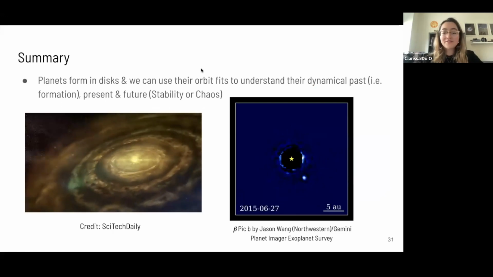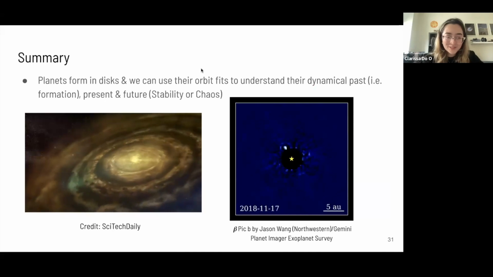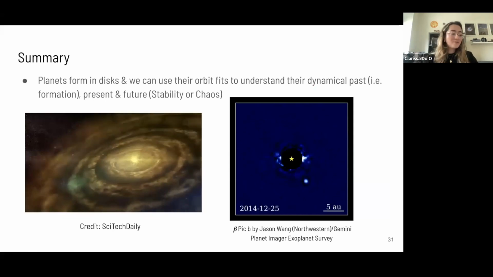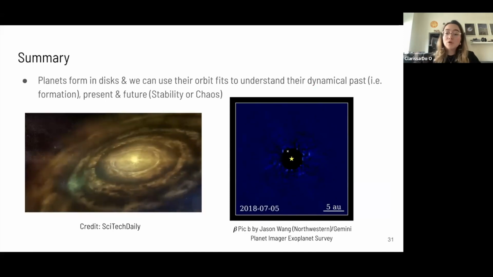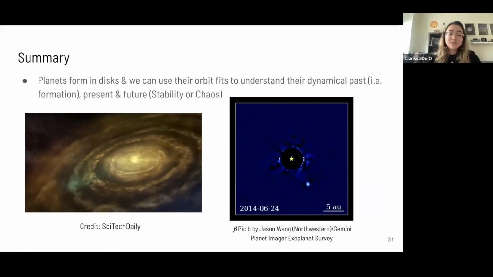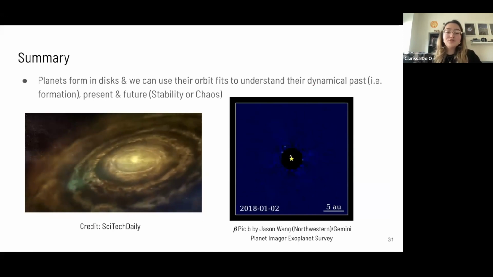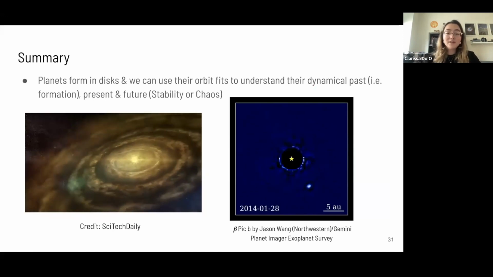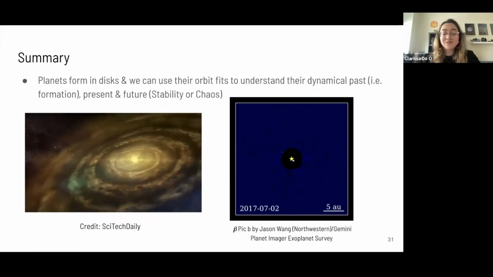So in summary, if there are two things I hope you will have gotten away from this talk, it is that planets form in disks, and we can use their orbit fits to understand a little bit more about their dynamics and their formation. We can also understand more about their present and even their future. So whether they go into chaos or they remain stable for millions and millions of years to come.